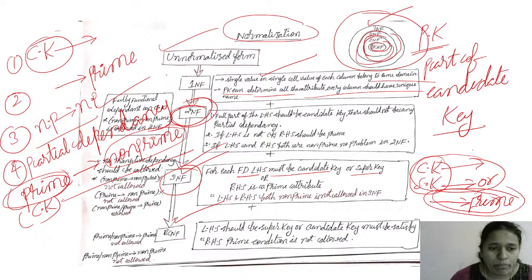Okay friends, I hope you are clear with the normalization concept. Now we will do some questions. How to find the candidate key, how to find which normal form the given relation is in. We will see some examples.